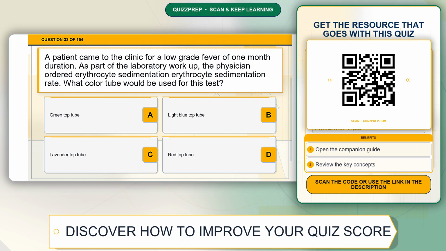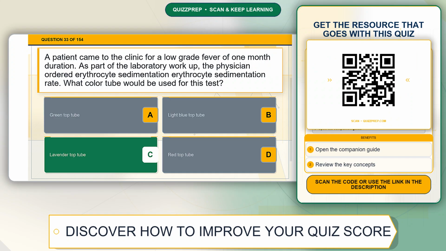As part of the laboratory workup, the physician ordered erythrocyte sedimentation rate. What color tube would be used for this test? Option A, green top tube. Option B, light blue top tube. Option C, lavender top tube. Option D, red top tube. The correct answer is option C, lavender top tube.